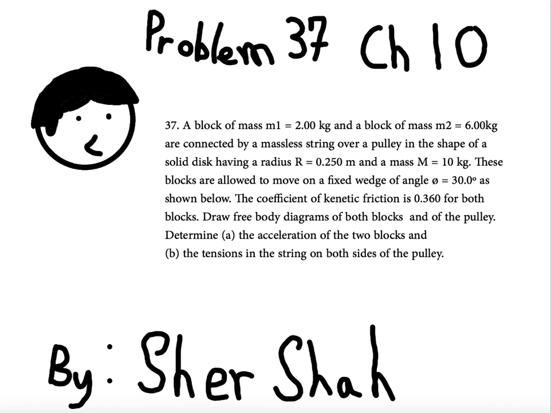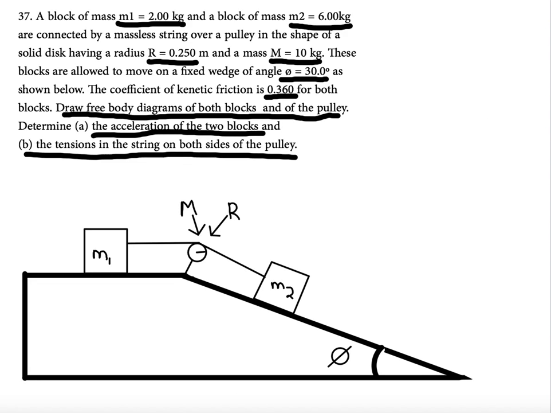Draw free body diagrams of both blocks and the pulley. Determine A, the acceleration of the two blocks, and B, the tension. So I've drawn the diagram for it. I'll fill in the forces later, and I've underlined any necessary information.